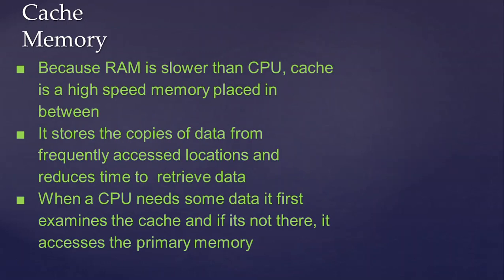The cache memory. Because RAM is slower than the CPU, cache is a high-speed memory placed in between both of them. It stores copies of data from frequently accessed locations, hence reducing the time to retrieve the data.